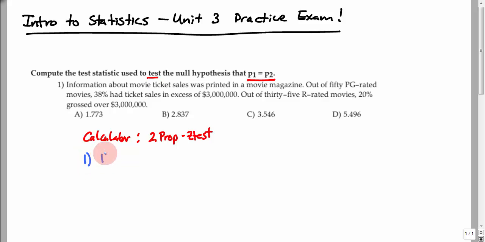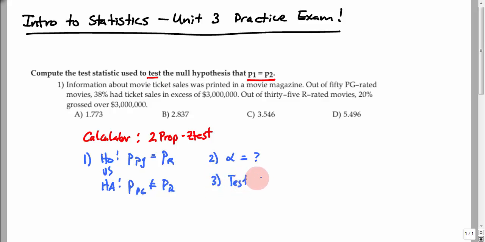First of all, even though they're just asking for a test statistic, I'm going to write out all the steps up until the test statistic just for some practice. So H0 versus HA: the proportion of PG movies that make over $3 million is equal to the proportion of R-rated movies that do. And of course my other option is that the proportions are not equal. Second step, we'd have our level of significance, and in this case that's unknown, and then our third step is our test statistic. So that's what we need to calculate right now.